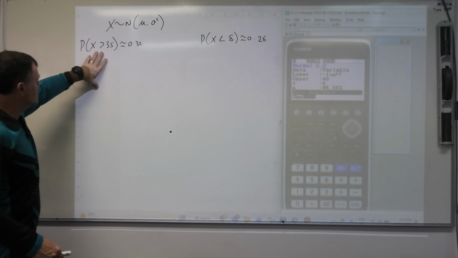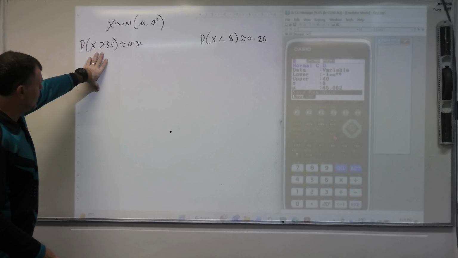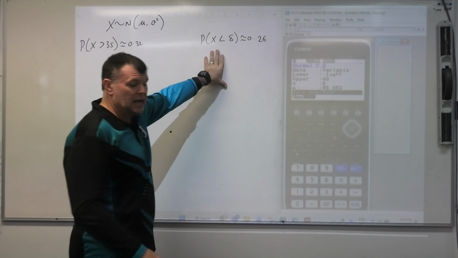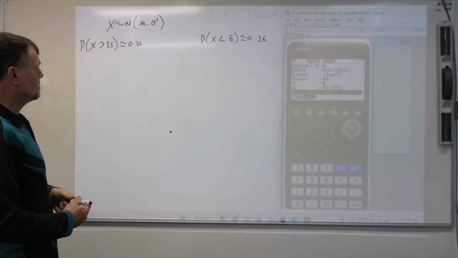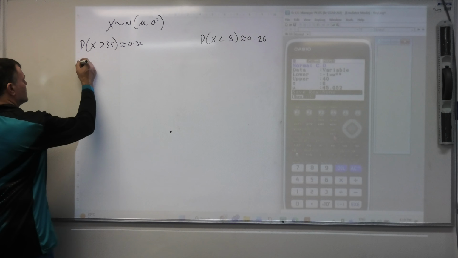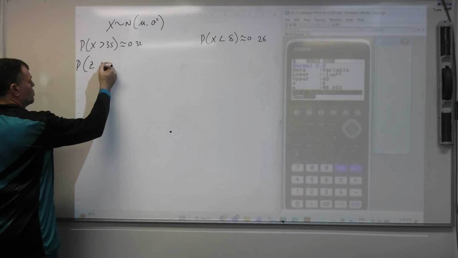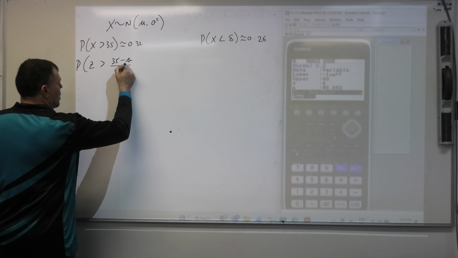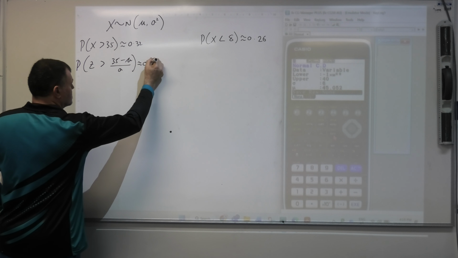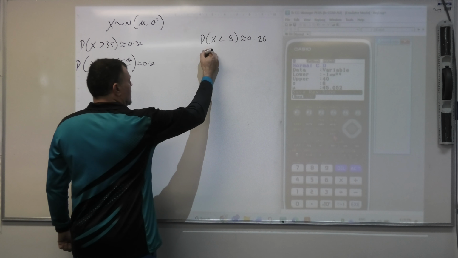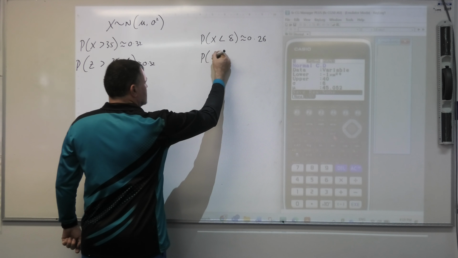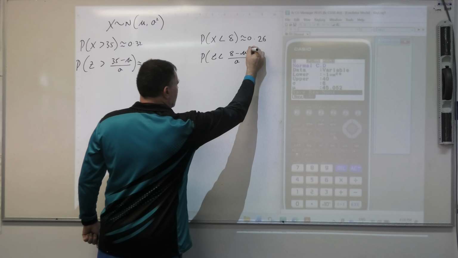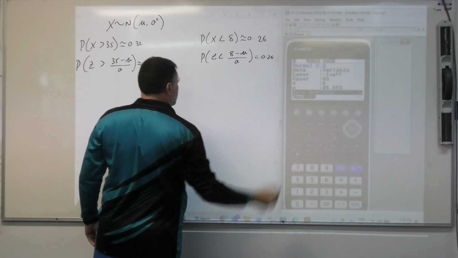So we've got one calculation where our x value is greater than 35, with an area of 0.32, and we have an x value that's less than 8, which has an area of 0.26. First thing we have to do here is rewrite these in terms of z-scores. So we'd have 35 minus your mean over your deviation is approximately 0.32, and the z-score less than or equal to 8 minus your mean over your deviation is 0.26.